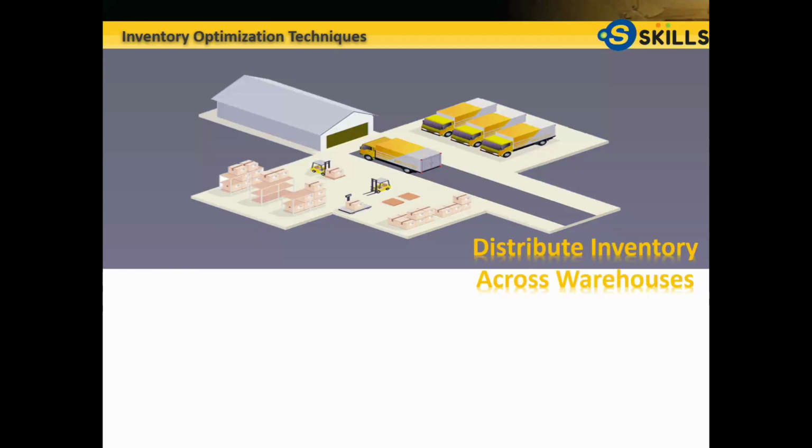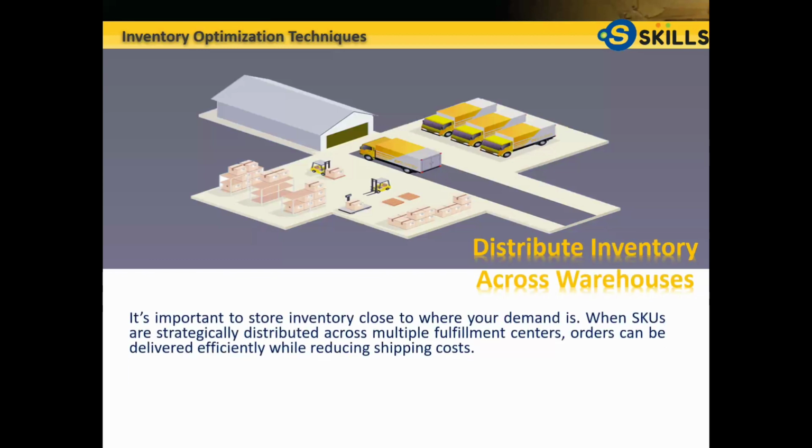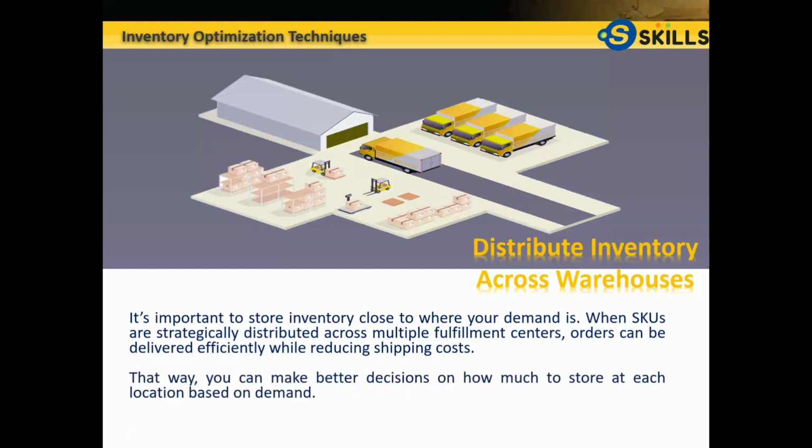Distribute inventory across warehouses. It's important to store inventory close to where your demand is. When SKUs are strategically distributed across multiple fulfillment centers, orders can be delivered efficiently while reducing shipping costs. That way, you can make better decisions on how much to store at each location based on demand.